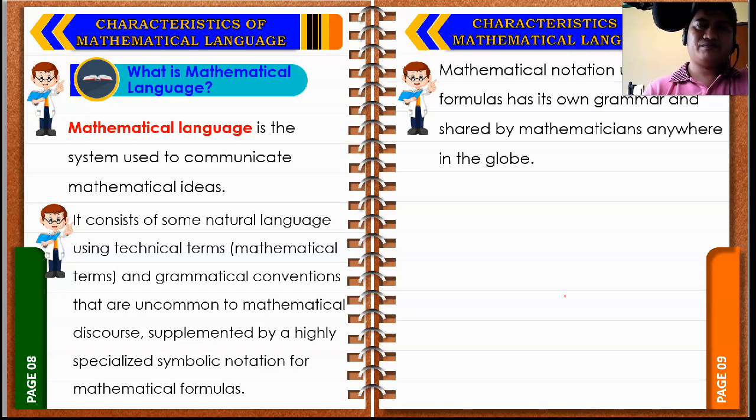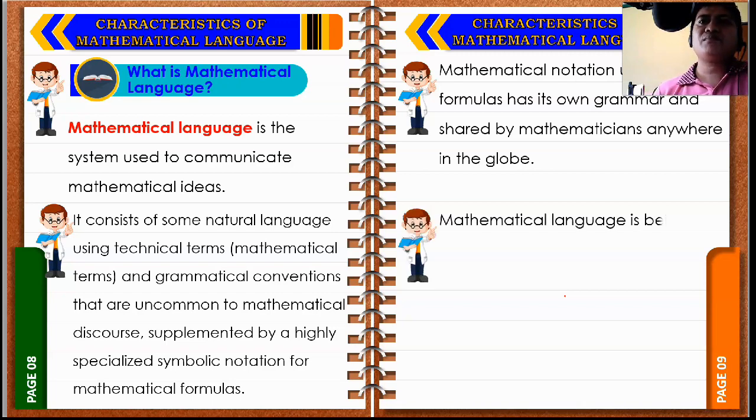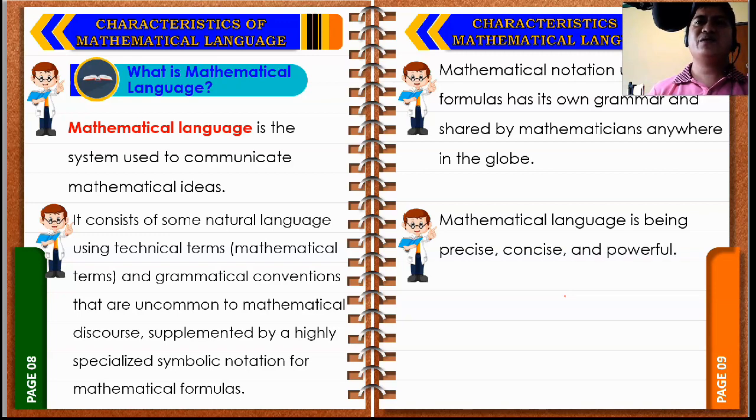When we say 2 plus 5, the answer is 7. In any other country, 2 plus 5 is also 7. So our grammar here is the same as in other countries. That is what we call the mathematical language. It has its own grammar shared by all the mathematicians around the globe. Mathematical language is precise, concise, and powerful.